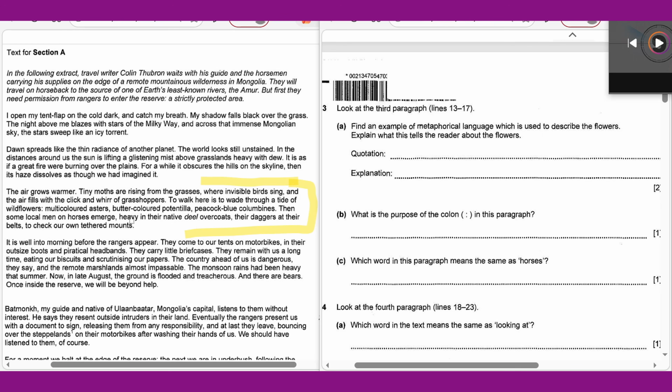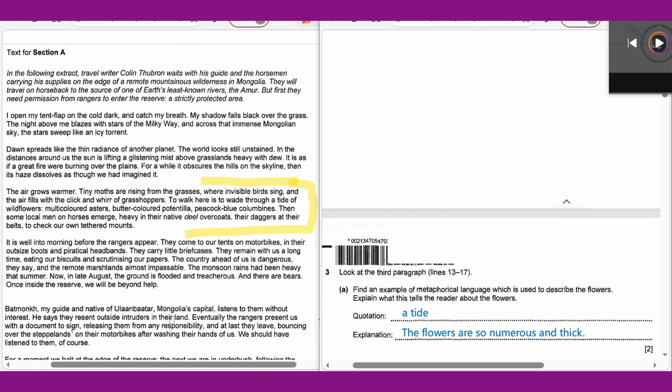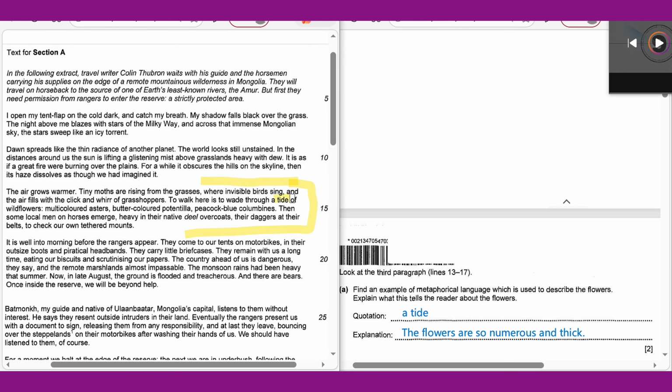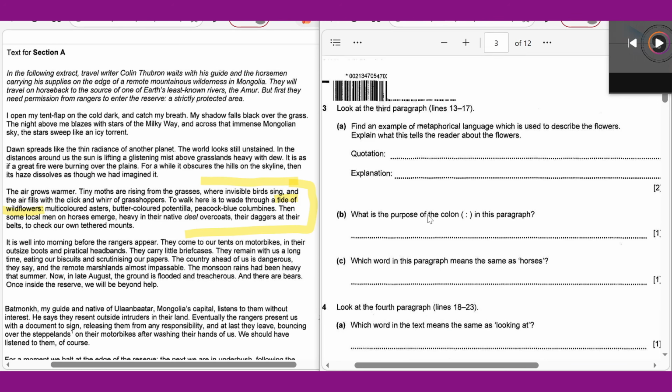Alright guys, here we got your answer. Let's check it out. So the quotation is "a tide of wildflowers." I may write "a tide of wildflowers" that is used to describe the flowers. Explanation: the flowers are so numerous and thick. Right? A tide of wildflowers. Alright, let's move on. What is the purpose of the colon in this paragraph?